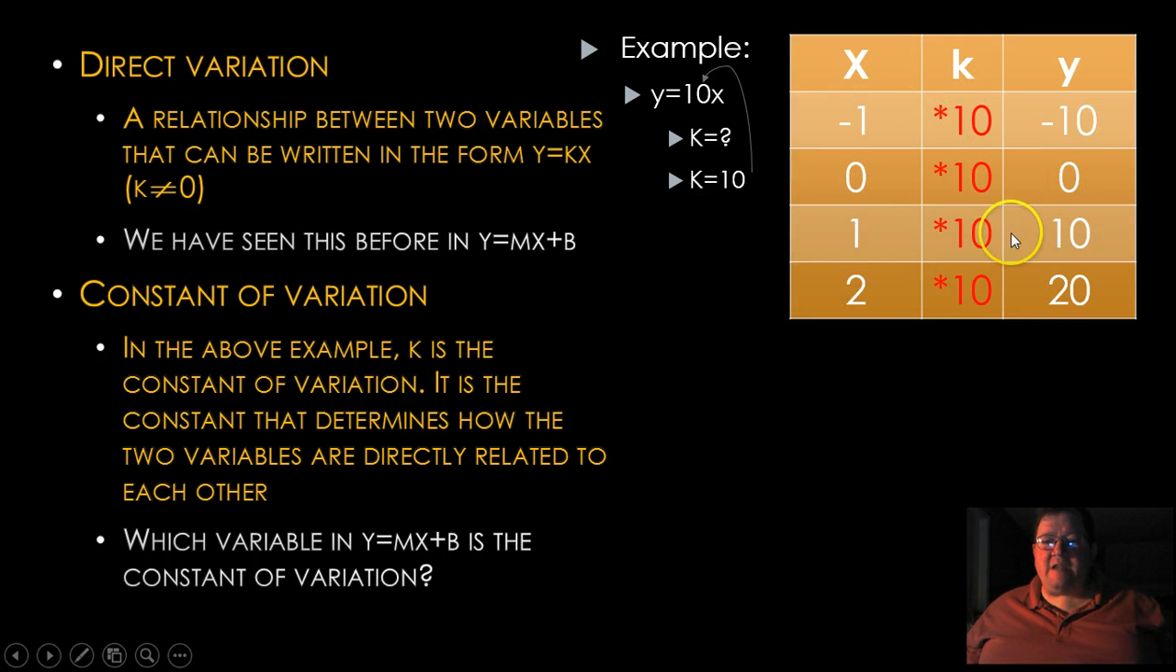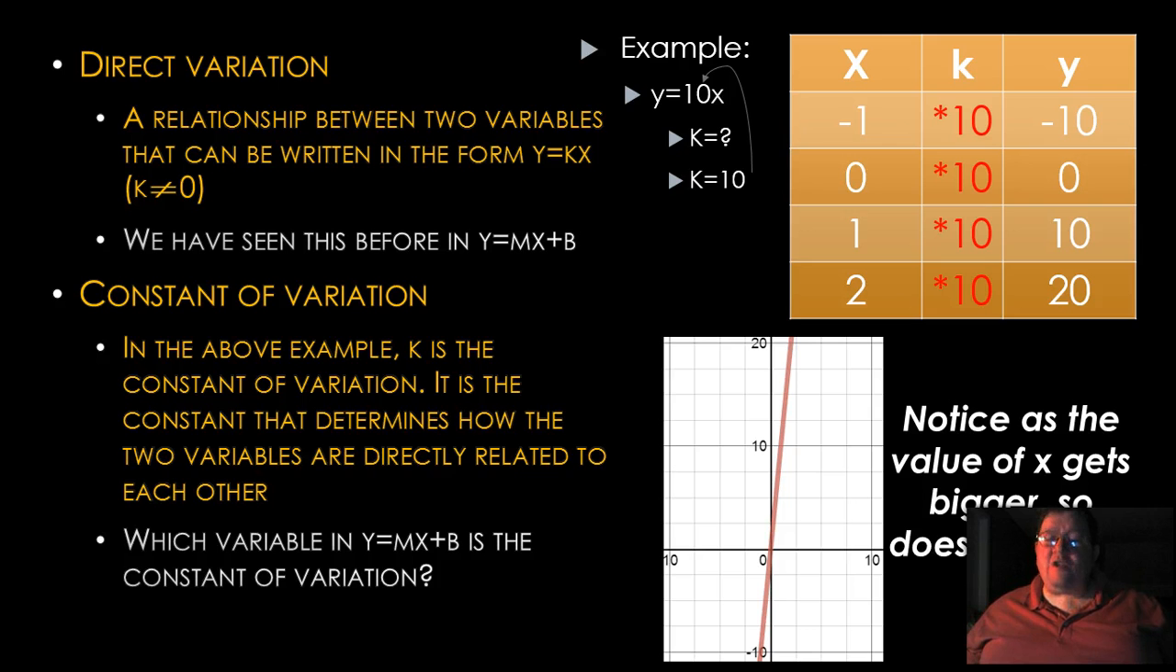You can see the same thing over here where I've got a table showing x and y values. K is my constant of variation. Negative 1 times 10 is a negative 10. 0 times 10 is 0. Notice that no matter what my value of x is, my y value is 10 times its size. That is one way of being able to determine what my value of k is.